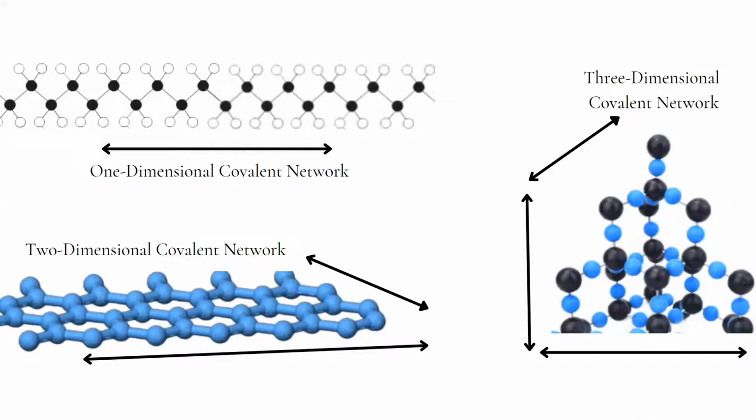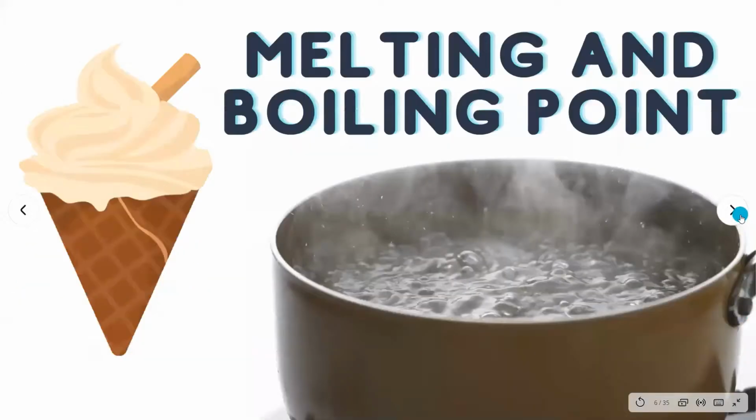Now we will look at the properties that we will focus on throughout this module, and I'll explain what these properties mean. The first one that we look at is melting point and boiling point. When something melts, it turns from a solid to a liquid. And for this to happen, some of the forces holding the particles together must be broken.